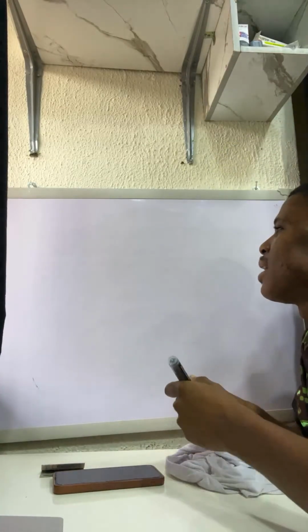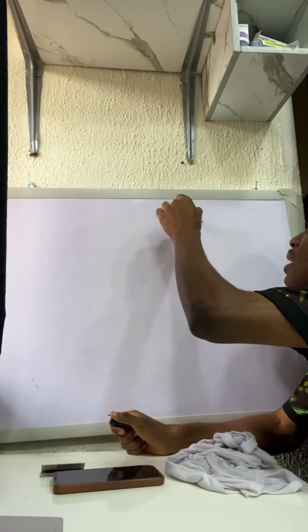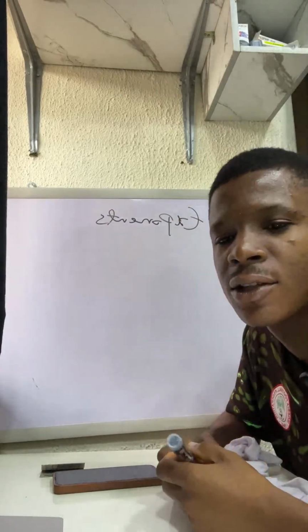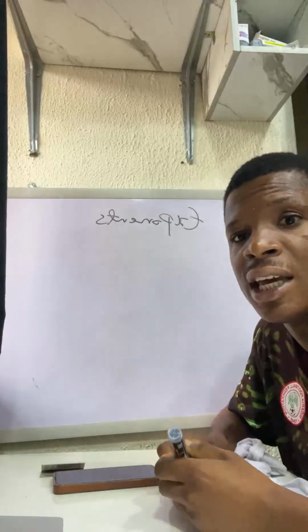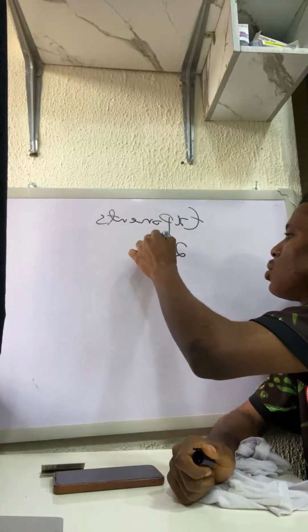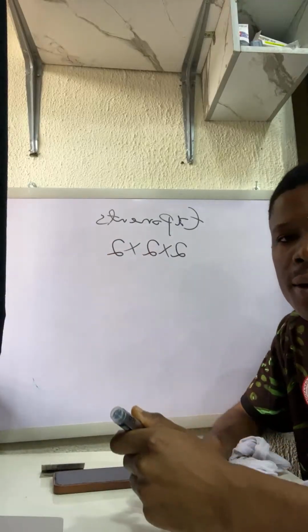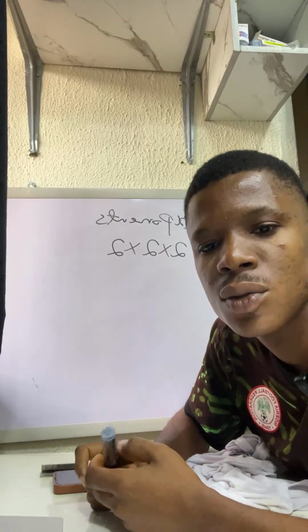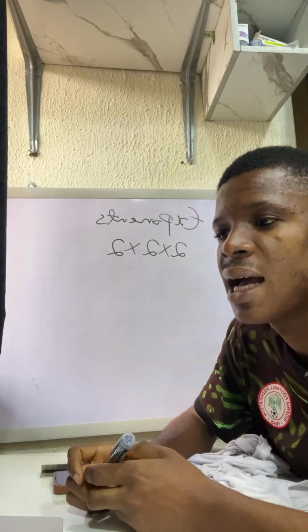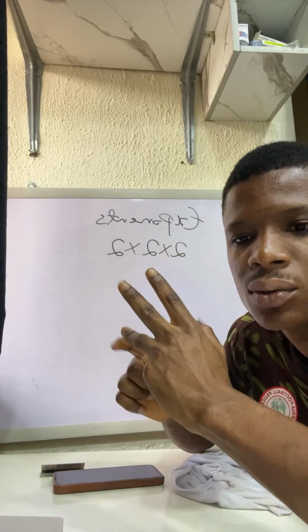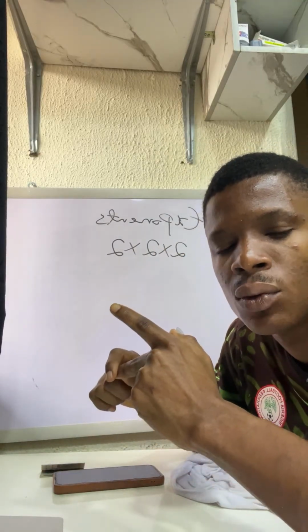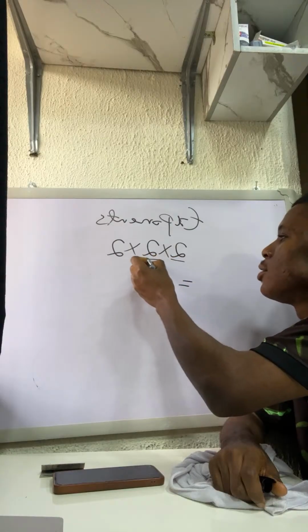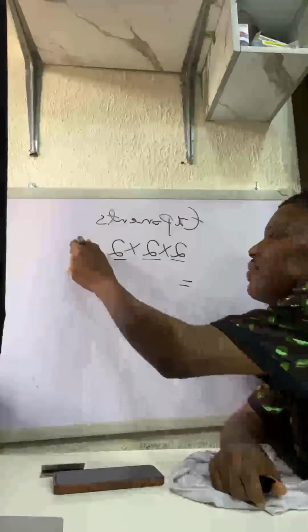So if I decide to write a number like 2 times 2 times 2, what is 2 times 2 times 2? That's basically 8. 2 times 2 is 4, times 2 is 8, right? So since we are multiplying 2 together, this is giving us 8.